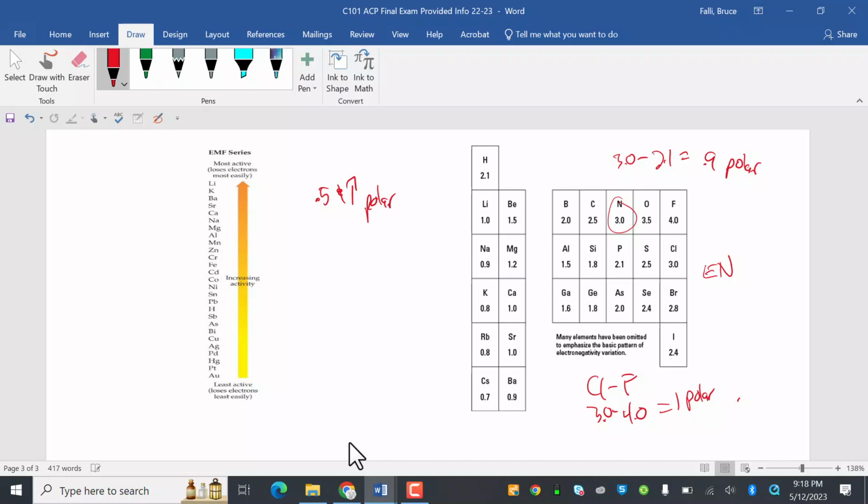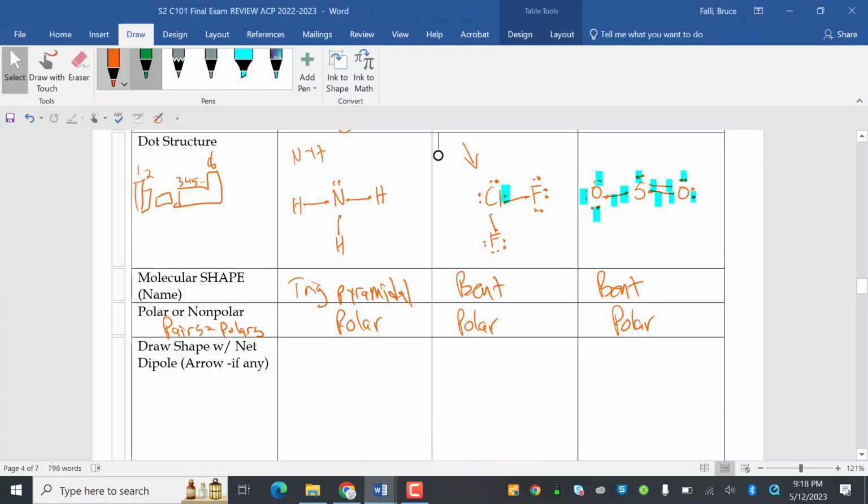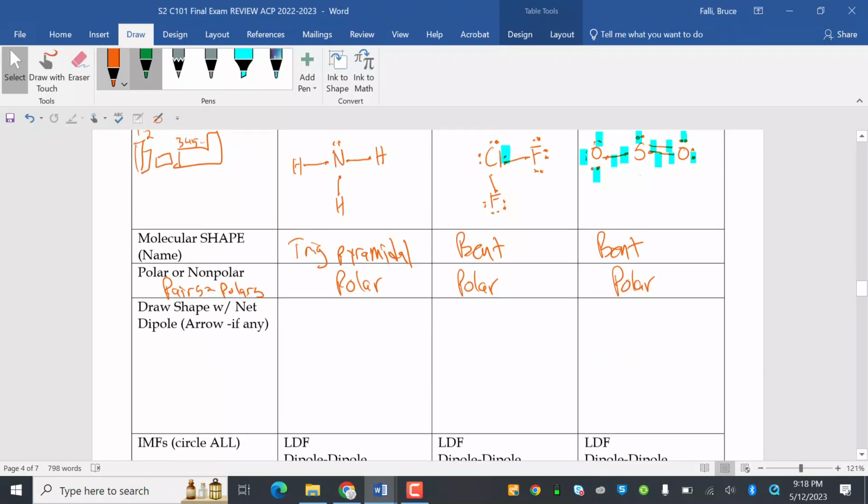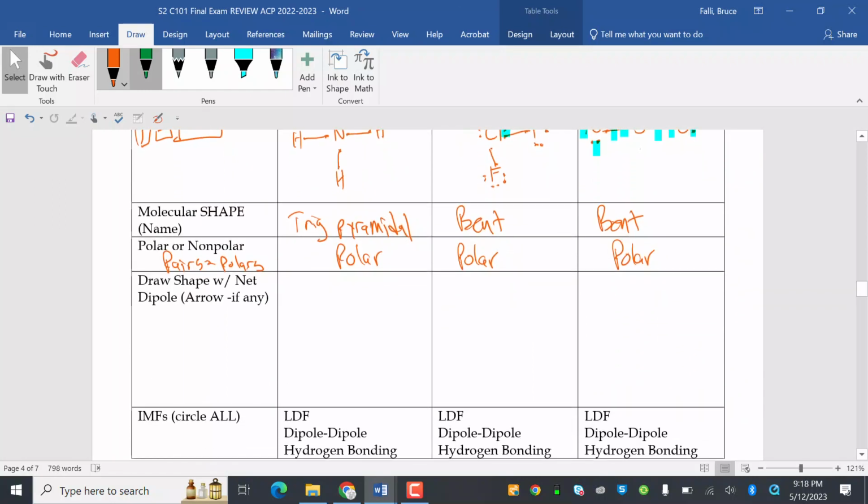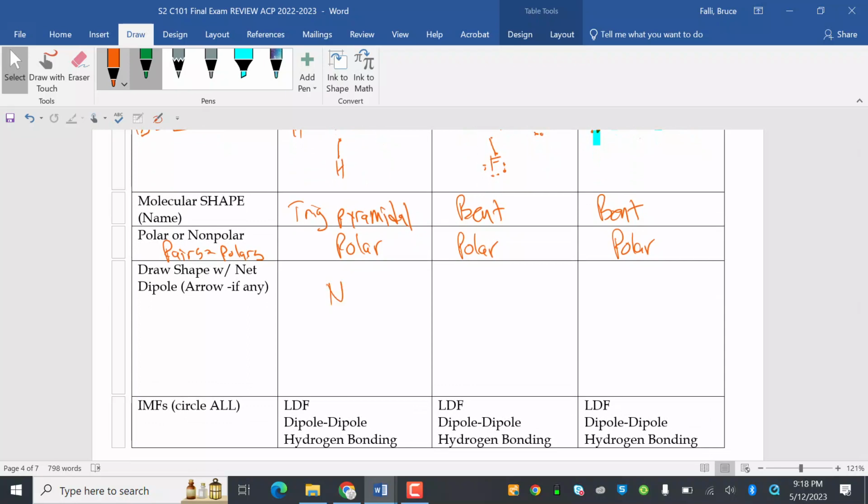And the other one was SO2. Sulfur was 2.5. Oxygen is 3.5. That's 1. That's polar. So there you go. Draw the shape with net dipole, if any. So they all have net dipoles. So here we go. Shape. Trigonal pyramidal. Down. Coming at you.